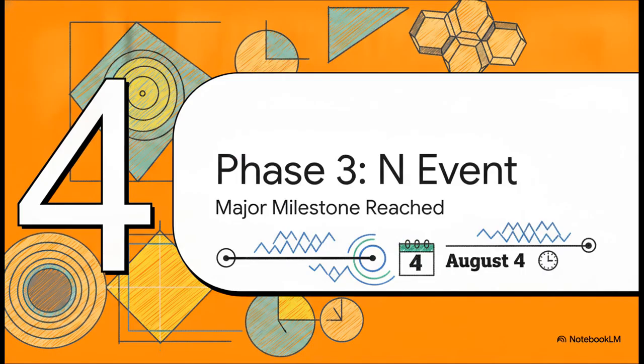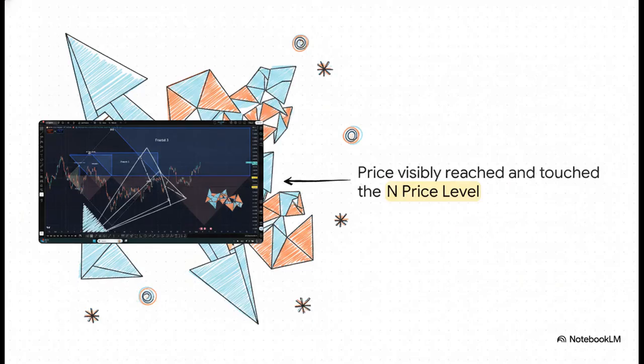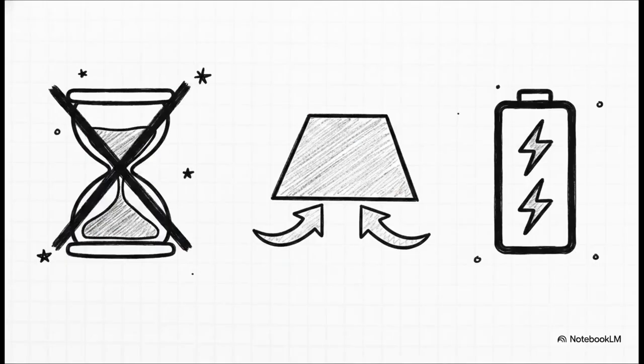Moving right along to Phase 3, the N event. Looking at the chart data from August 4th, 2026, we visually capture the next major milestone. The price visibly reached and touched the N price level. Remember, the chart is entirely fixed and complete up to this exact moment in the cycle. Checking the specific data log for Phase 3, it shows the price reaching the apex N level at $6.57. Now, the log dictates this actually occurred outside the time window in Fractal 1.